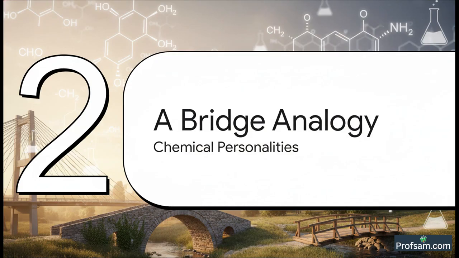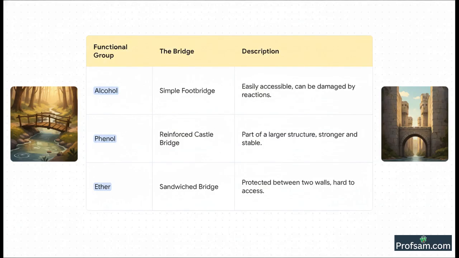To make this idea even more solid in your mind, let's use a very simple analogy. I want you to think of these functional groups as three different types of bridges. This is going to help you create a very strong and lasting mental picture. So let's map this out. An alcohol structure is like a simple wooden footbridge. It's out in the open, it's very easy to access, and it can be easily damaged by, let's say, heavy traffic, which in our world is a chemical reaction.